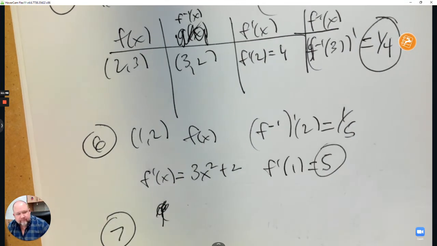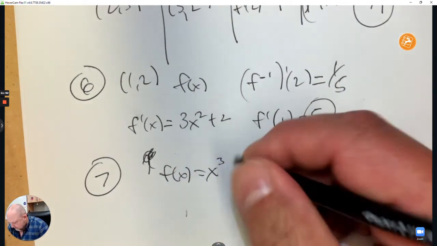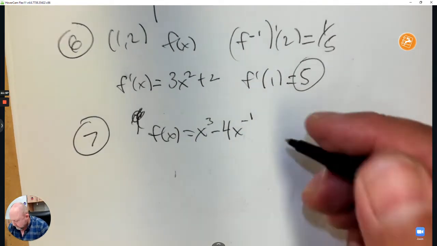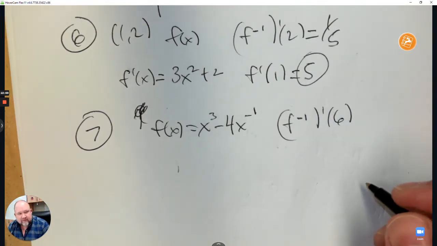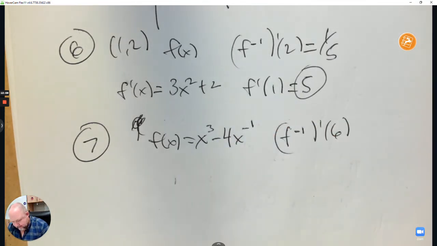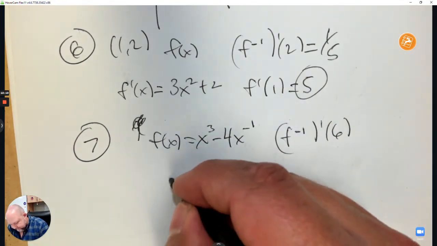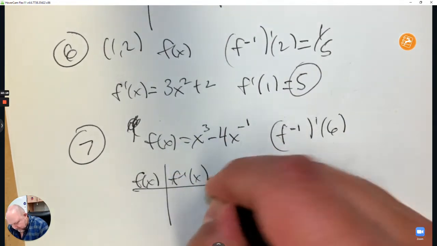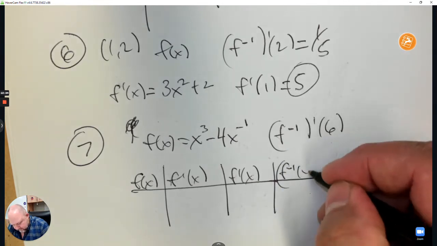Number 7. f of x equals x cubed, and I'm going to write this calculus friendly right away, 4x to the negative 1, and it says the inverse at 6. Let's see if we can follow this. All right, let's chart it out. So we have f of x, we have the inverse. Let's start there, and then the derivative and the derivative.